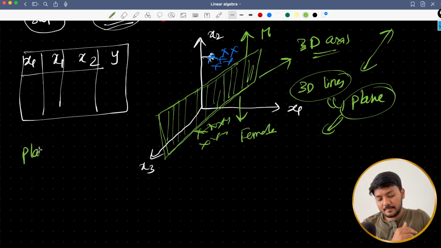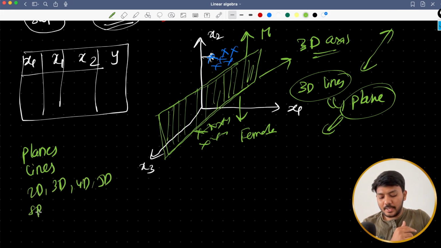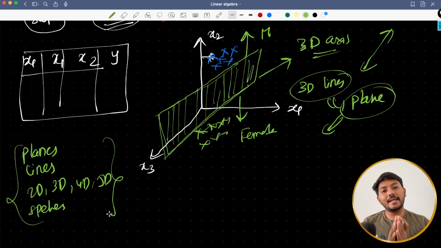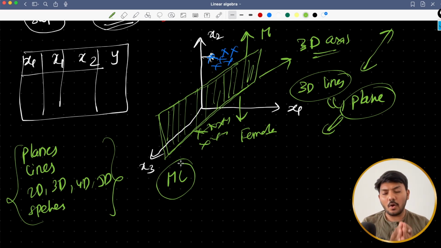What are planes, lines, 2D, 3D, 4D, 5D, spheres? There are a lot of concepts that we will learn in detail and in depth, such that it will be very easy for you to understand the internals of machine learning moving forward. Of course, there are many other techniques and methods we will learn in this course, like linear regression, logistic regression, decision trees. A lot of interesting stuff. But before learning all of these things, we need to understand how you can build these lines and planes, and for that, you need to learn linear algebra.